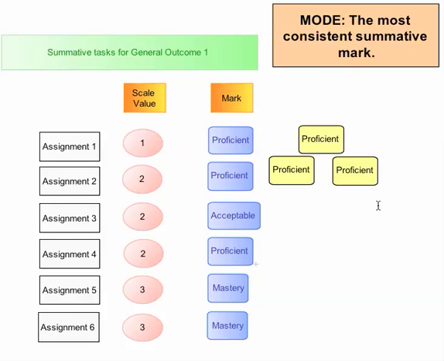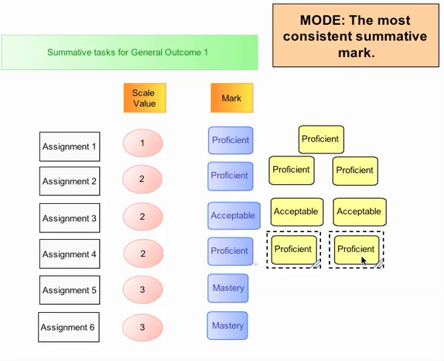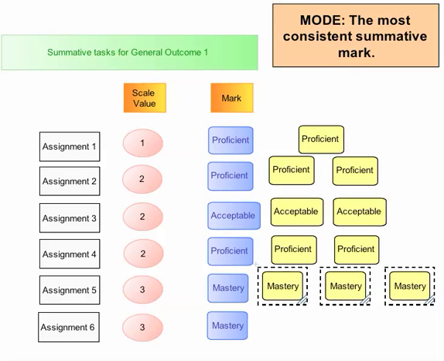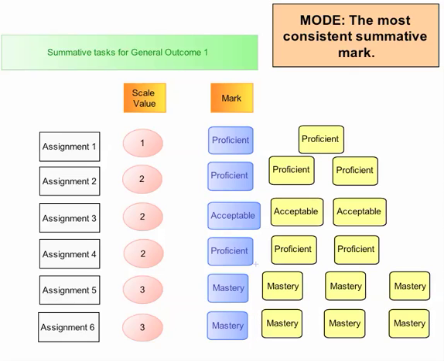For Assignment 3, there's 2 Acceptables, so it will record 2 Acceptables. Assignment 4, there's 2 Proficients, so it'll record 2 Proficients. Assignment 5 is Mastery. It's got a scale of 3, so there's 3 Masteries that it's going to be replaced by. And Assignment 6 is Mastery, and again with a scale of 3, leaving 3 Masteries.